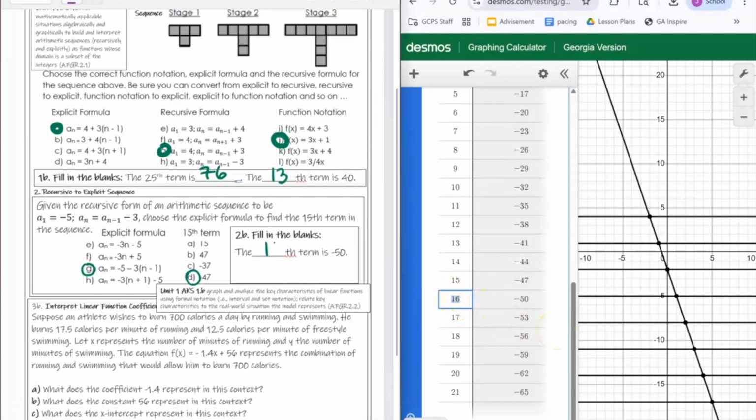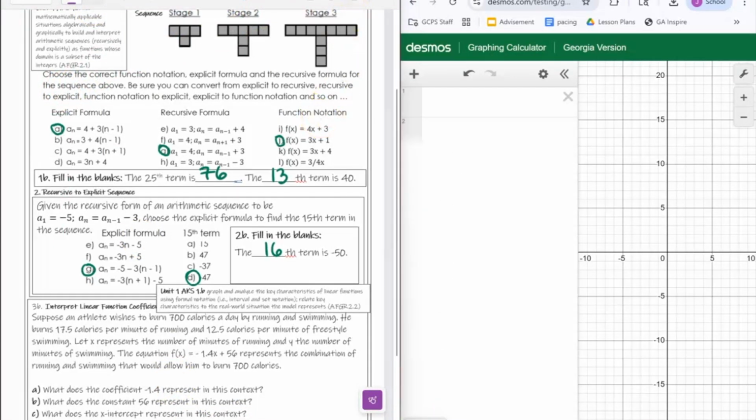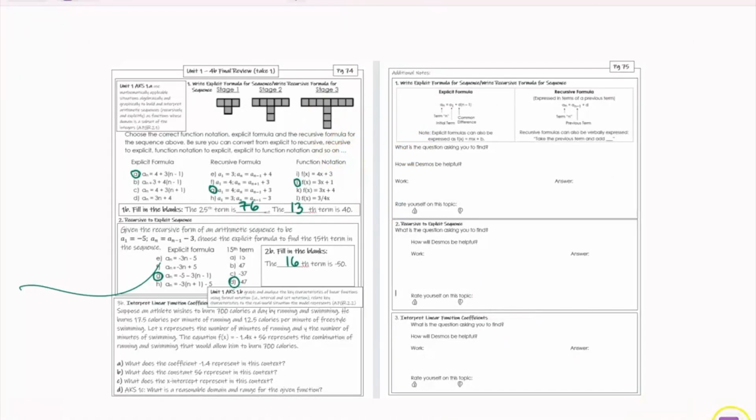So again, in these questions, they can give you X, find Y, or they can give you Y, find X. The important thing is to make it a table and press enter, enter, enter. All right, so that's taking care of 1A. Before we go on to 1B, what you're going to do is pause the video real quick, make notes to yourself.